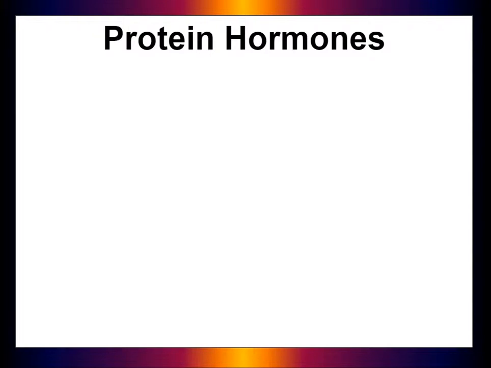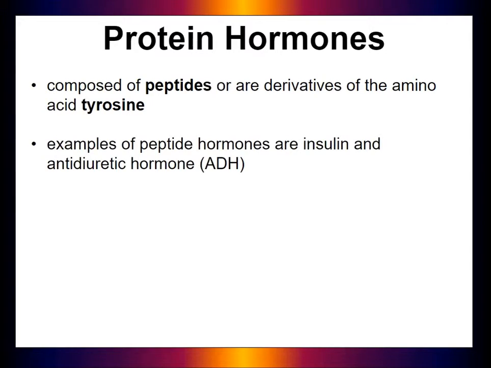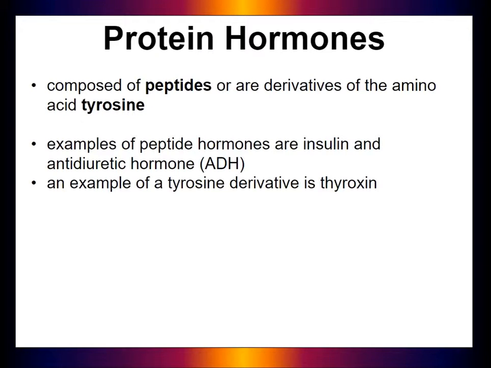The other type of hormone are protein hormones. They're either composed of peptides, which is a small chain of amino acids, or they're derivatives of one specific amino acid, tyrosine. Some examples of peptide hormones are insulin and antidiuretic hormone, and we're going to talk about both of those later in the unit. And an example of a tyrosine derivative is thyroxine, which is produced in the thyroid gland.